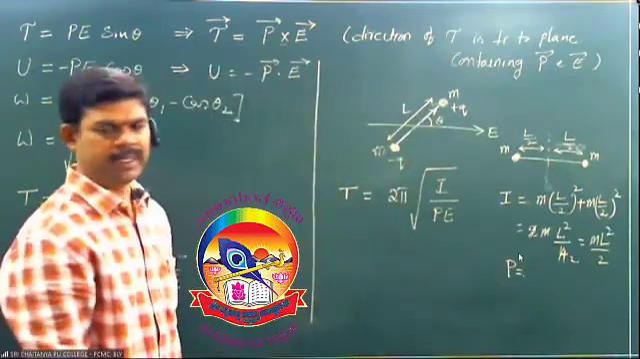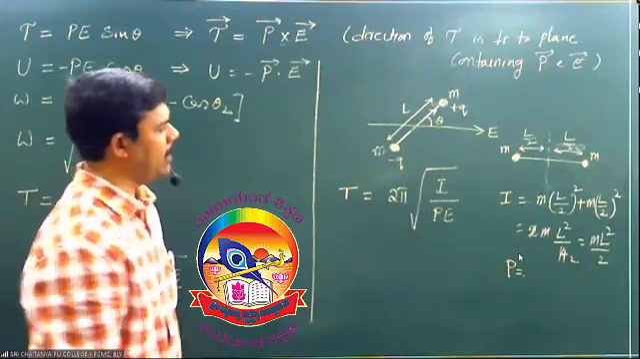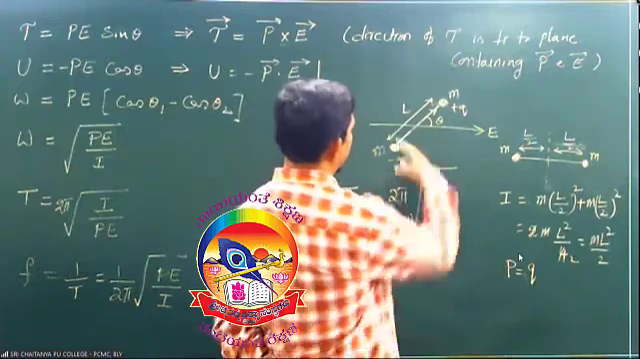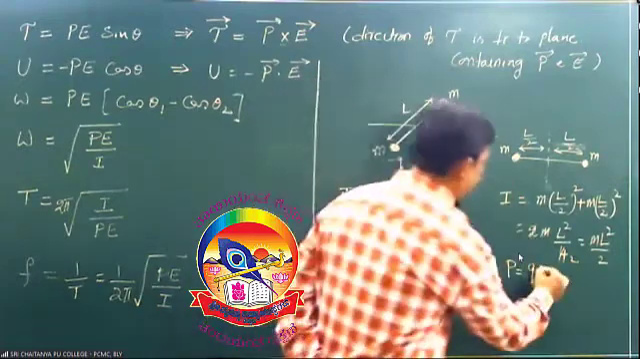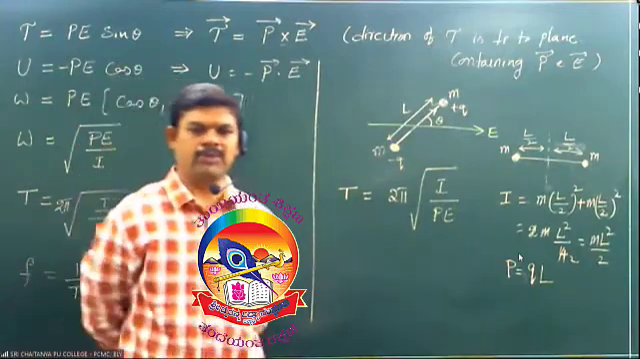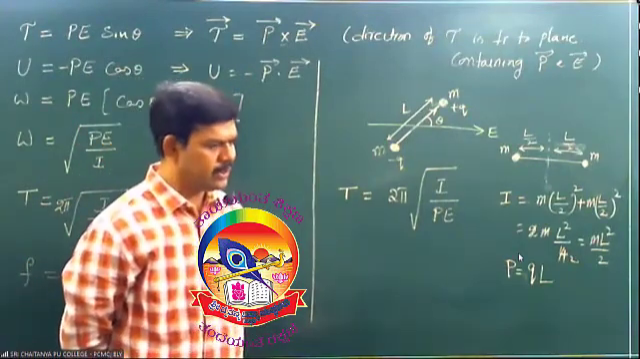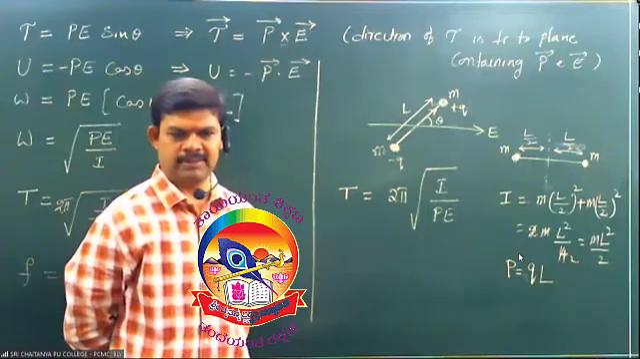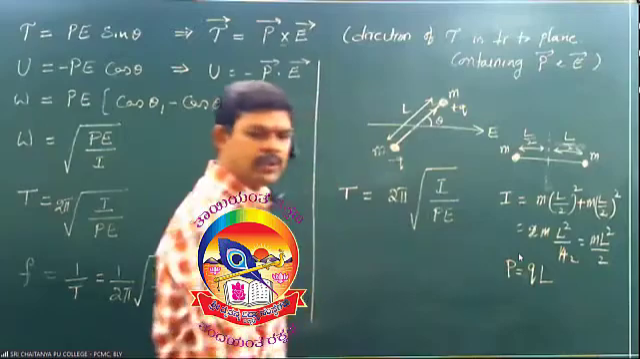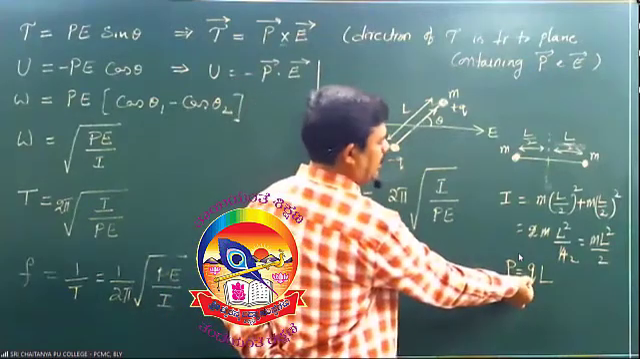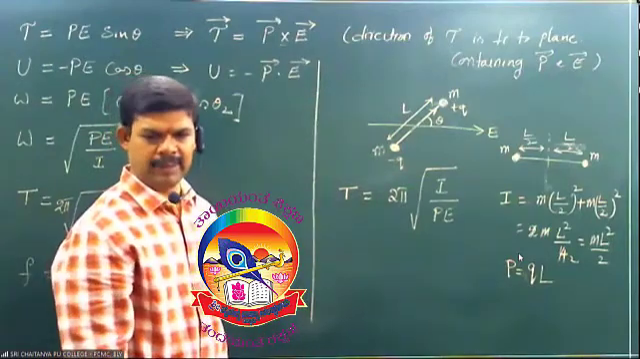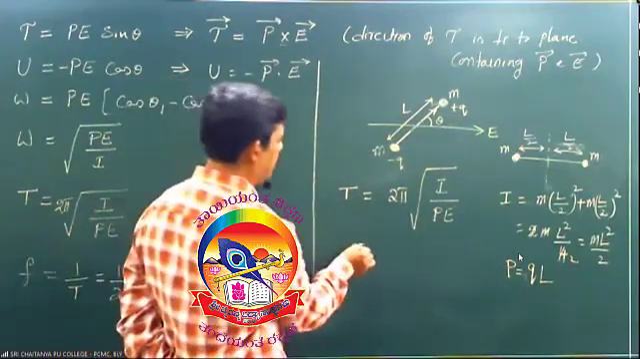P, dipole moment. The formula is what? Q into distance between the charges. Here in this particular case, L. Whenever you are given problems, see that the distance between the charges, that is L. So for finding dipole moment, magnitude of either charge and distance between the charges, right? Q into L. Now what is time period?